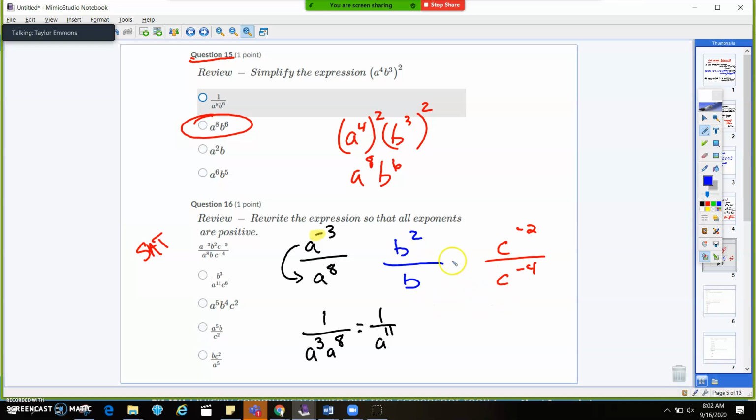On this one over here, we've got the quotient rule going on. So we're going to take our exponents and we're going to subtract them. So we've got b to the second and b to the first. So what's 2 minus 1? Well, that's just 1, so that's going to be b to the first.